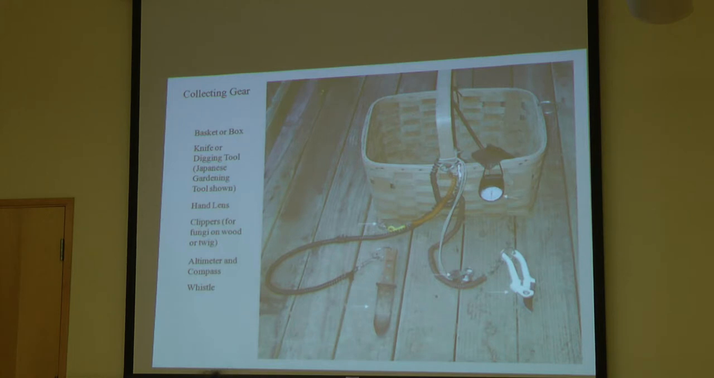Let's see. Largent has a bunch of stuff. He's got clippers so you can clip branches out of the way. He's got a compass so you won't get lost. He's got a little hand lens so you can look for microscopic things. He's even got an altimeter, wow. And a whistle is a good idea. People do get lost.